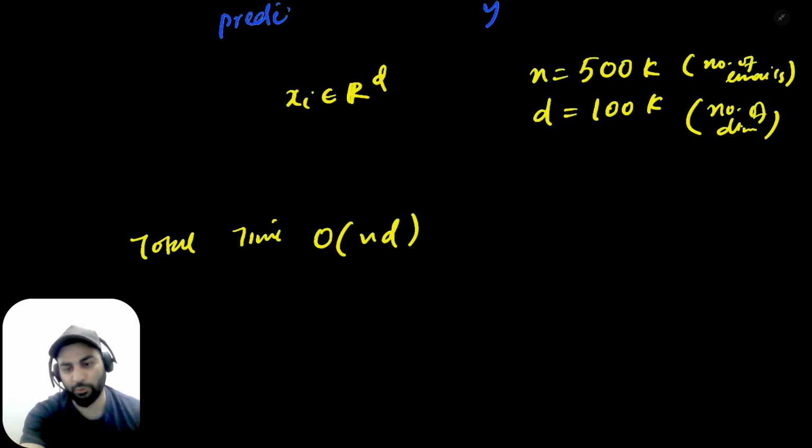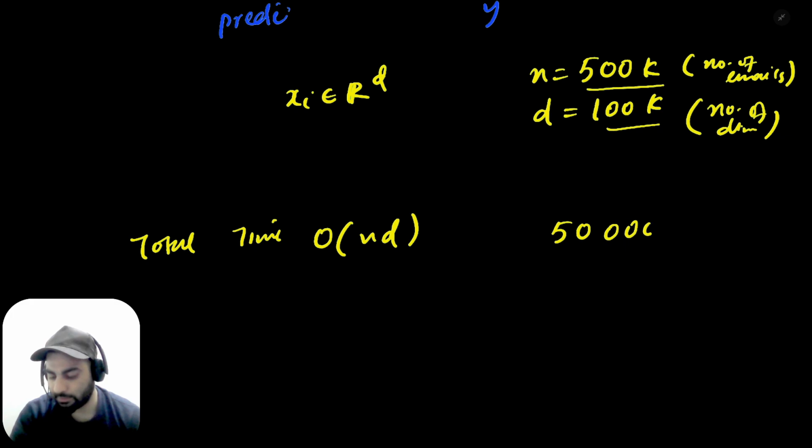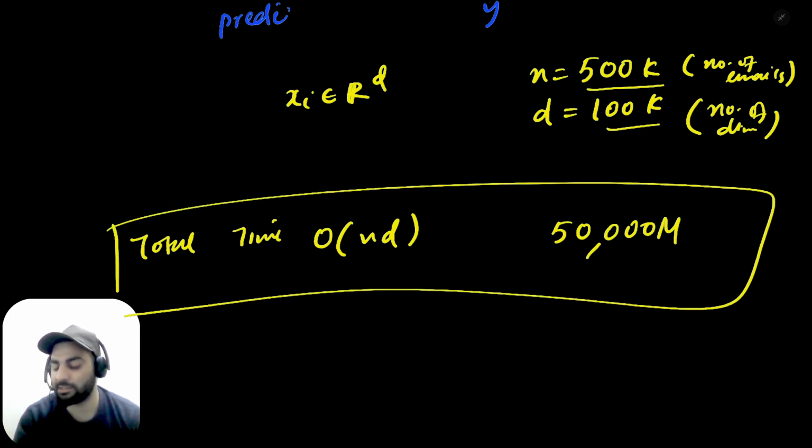Just to give you some notion of how much time it will take: if we have this 500k and this is 100k, so this will be 50,000 million. Let's suppose this is the time it will take, and each of these operations takes 1 millisecond. So that many milliseconds it will take. So it's a huge time.